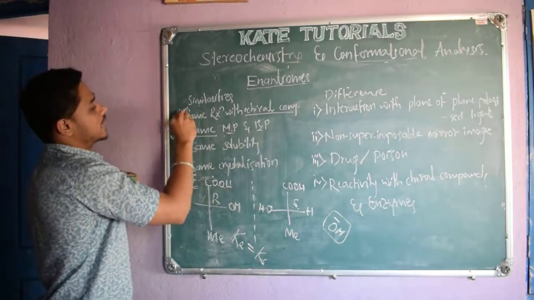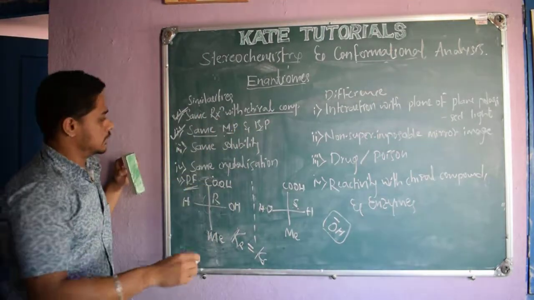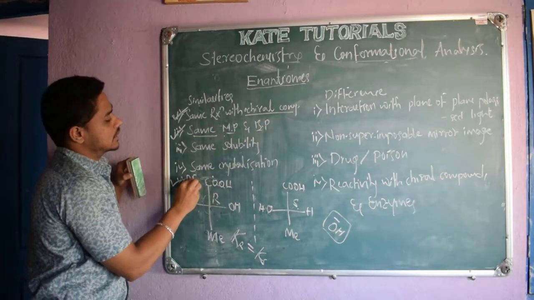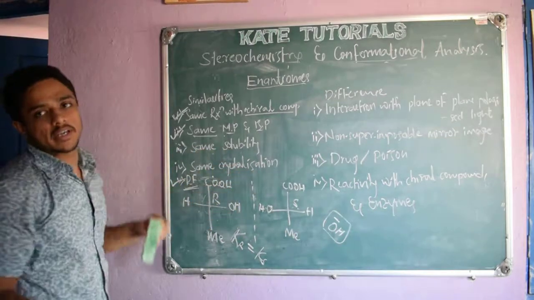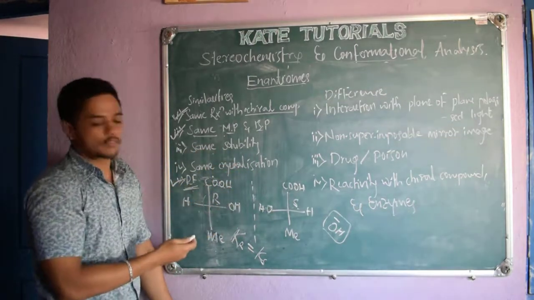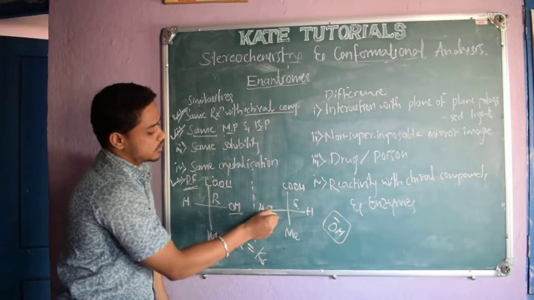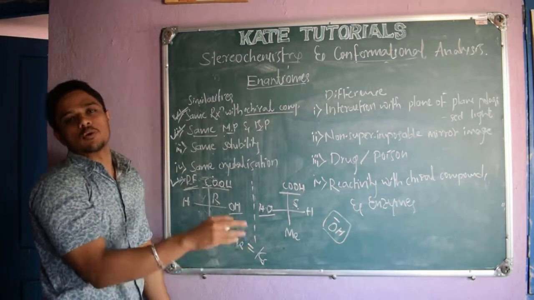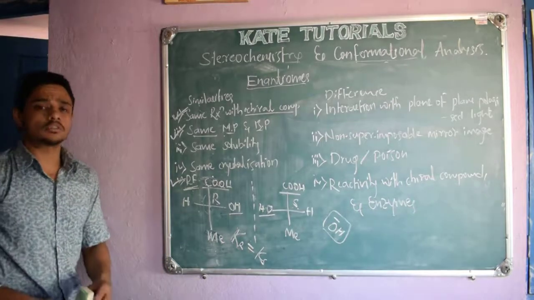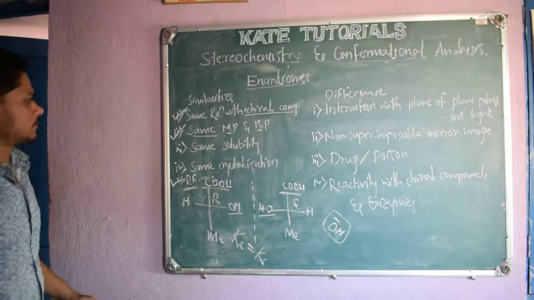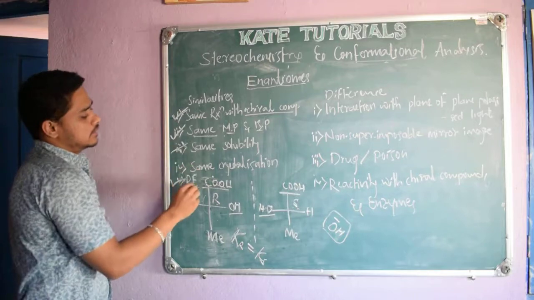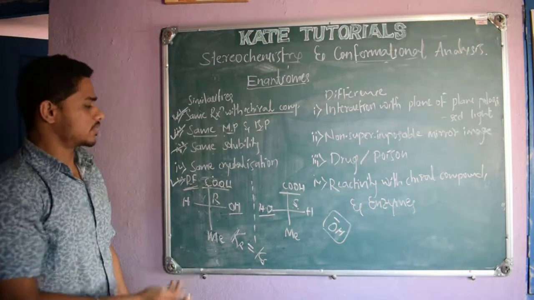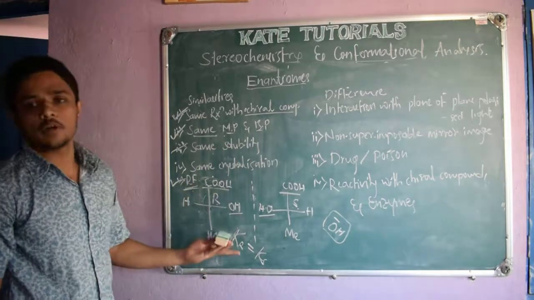So they will react the same with achiral compounds. They will have the same melting point and boiling point. They have the same retention factor and also the same solubility, because both have the same molecular formula. Here also H, here also H, here CHO, CHO. If I put in water, same hydrogen bonding, everything will be the same. So their solubility will also be the same, right? And same crystallization. If I keep for crystallization, since everything is the same, this will also be the same.